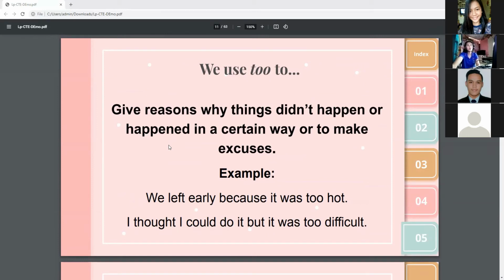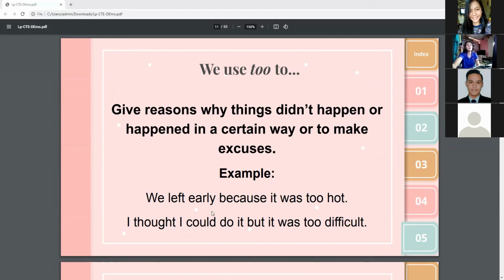We use "too" to give reasons why things didn't happen or happened in a certain way, or to make excuses. For example, we left early because it was too hot. I thought I could do it, but it was too difficult.